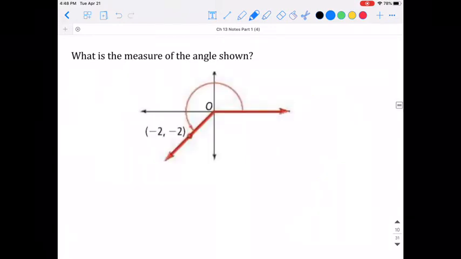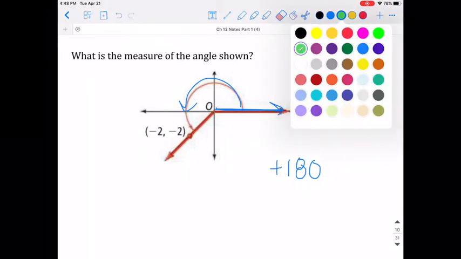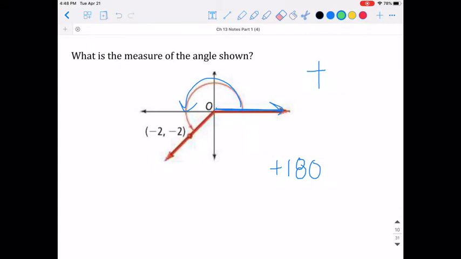What is the measure of the angle shown? So now for this one, we're moving in the counterclockwise direction, so it has to be positive. From our initial side, we go a full 180 degrees. So we already have moved plus 180. Now we just have to figure out this remaining piece. So again, we're going to create a right triangle using the terminal side and the coordinate that we're given. So we have our terminal side to this point, and we're going to create this right triangle here.